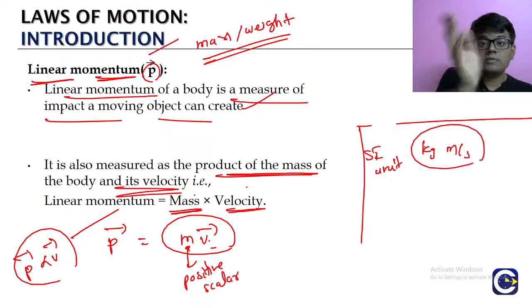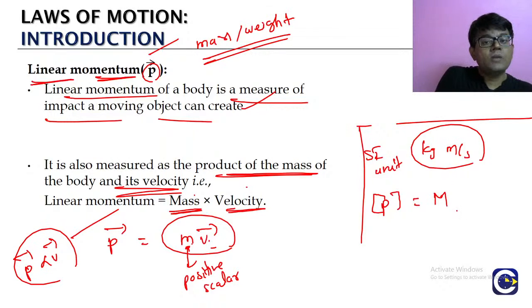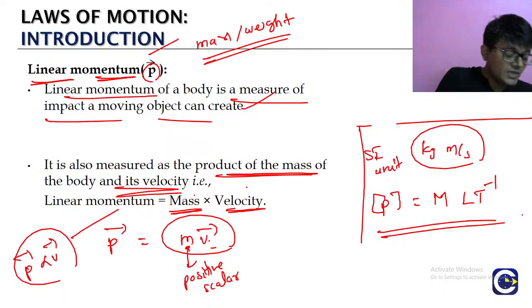Now let us talk about the dimensional formula. How do you get the dimensional formula? For the linear momentum, we have the equation, right? Mass into velocity. What is the dimensional formula of mass? M. And what is the velocity dimensional formula? L t power minus 1. So what is the dimensional formula for the linear momentum? M L t power minus 1. It is M L t power minus 1.